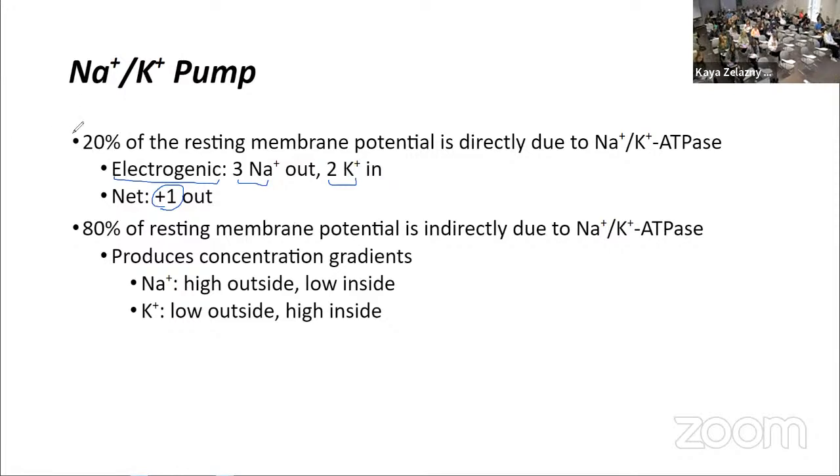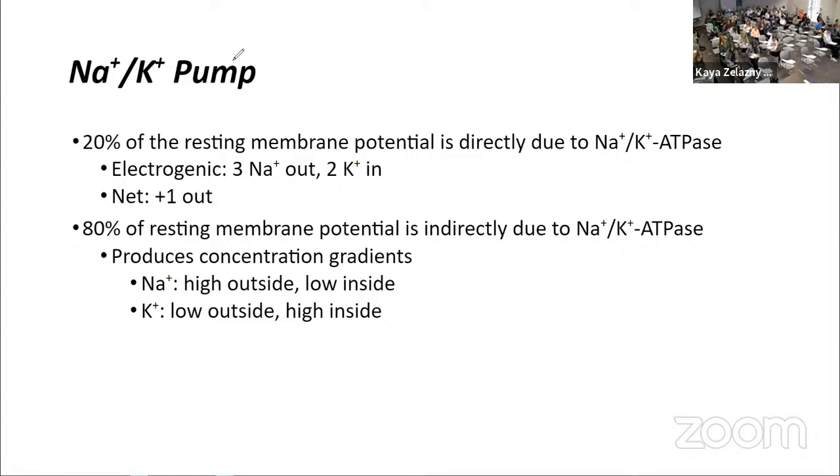So 20% of the resting membrane potential, like of that -70, a certain portion of that is due directly to the fact that we're pumping out all those sodium ions. Right? So directly due to the fact that we're removing those positive charges from the inside of the cell. The rest of that -70 value, the rest of that membrane potential, is also due to the sodium potassium pump, but in a more subtle way.